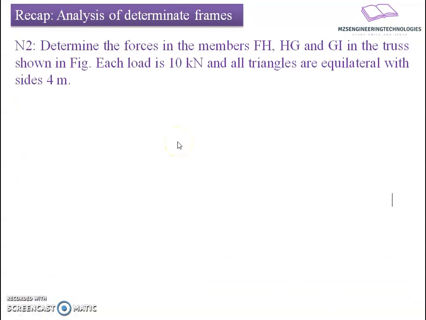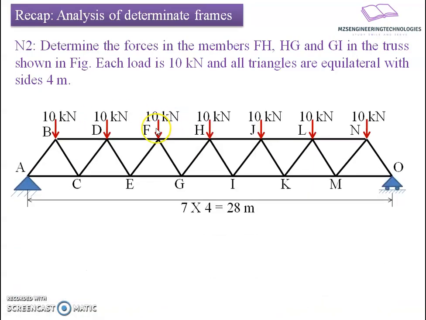Determine the forces in the members FH, HG and GI in the truss shown in the figure. Each panel load is 10 kN and all triangles are equilateral triangles with sides of 4 meters. The given figure shows a 7-bay truss spanning about 28 meters, 7 multiplied by 4 meters, as each bay length is 4 meters. It is desired that we find out what force is carried by member FH, the member HG and GI.